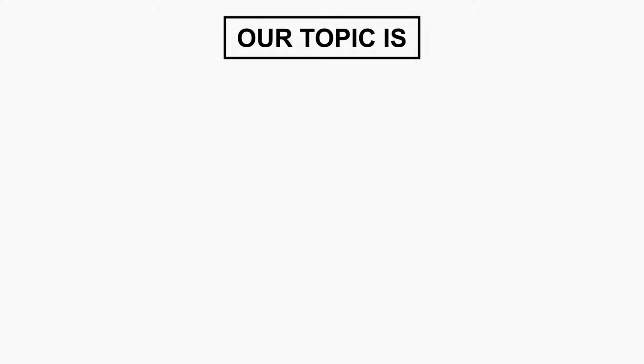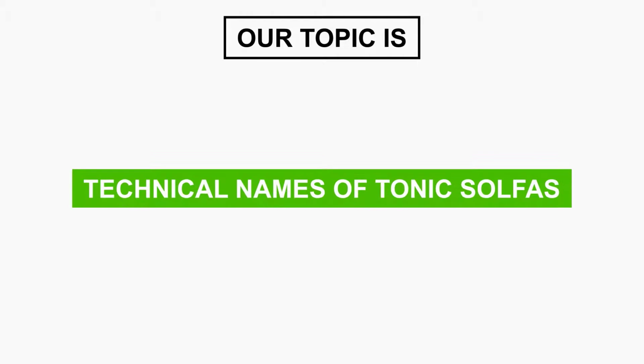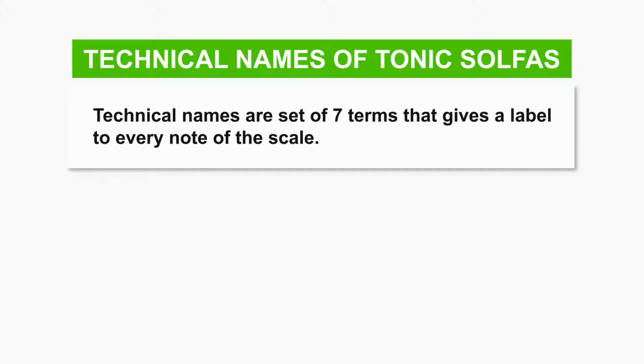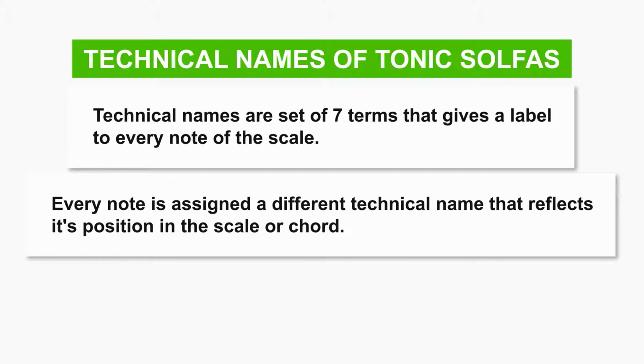In today's class, our topic is technical names of tonic-solfas. Technical names are a set of 7 terms that gives a label to every note of the scale. Every note is assigned a different technical name that reflects its position in the scale or chord.